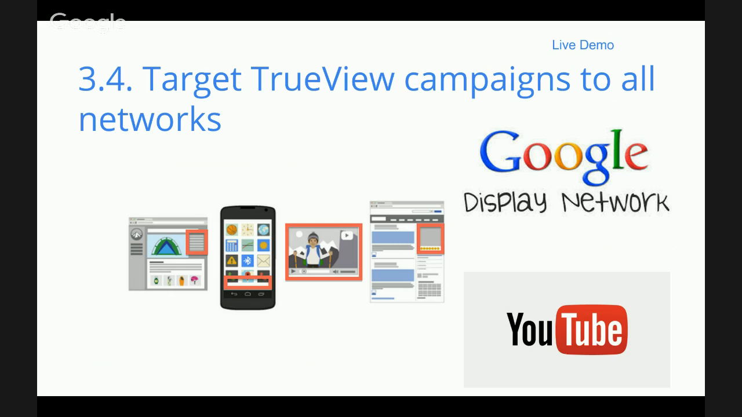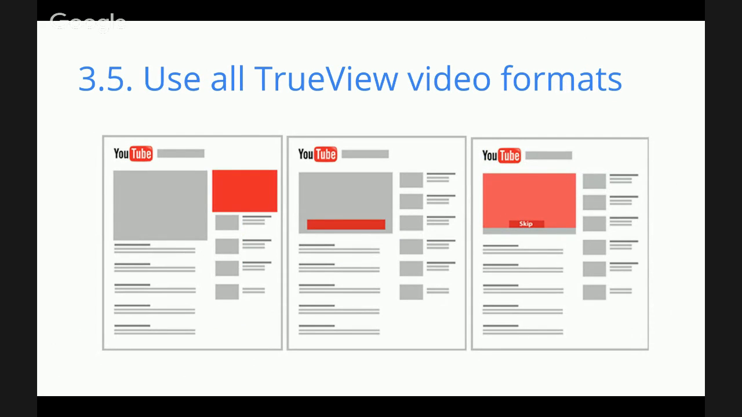So when we come back to YouTube, target TrueView campaigns to all networks. This is great so that you're featured not only on mobile, not only on YouTube, but on all the networks, so that your message goes across. Use also all TrueView video formats. Here, I would suggest you do separate campaigns so that you're able to track what gets the most.